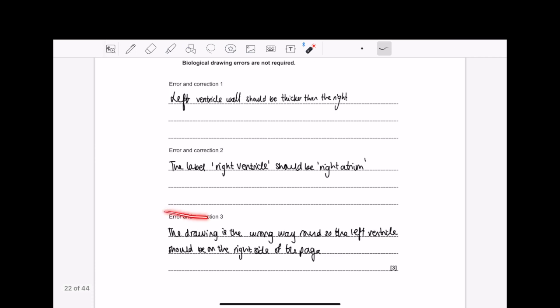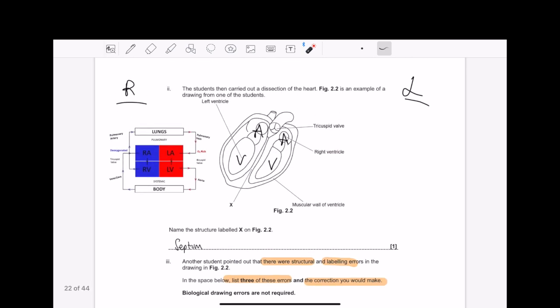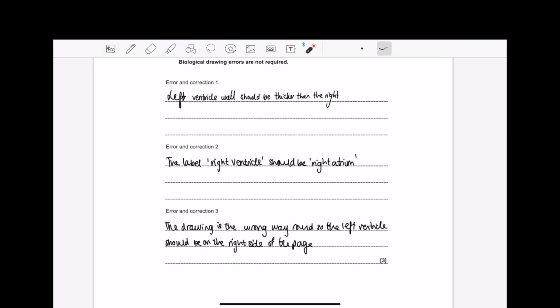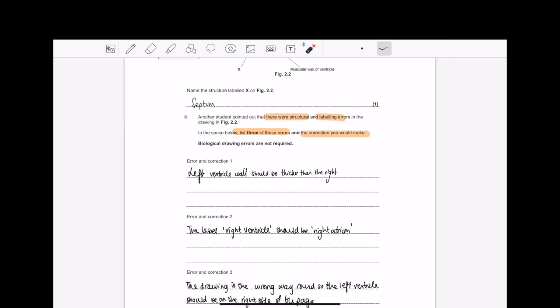Next thing I wrote here is that the drawing is the wrong way round, so the left ventricle should be on the right side of the page. As I said, you want this side to be the right and this side to be the left, so this is just a nicer way to say it. The drawing is the wrong way around. Simple. That is the heart for you.